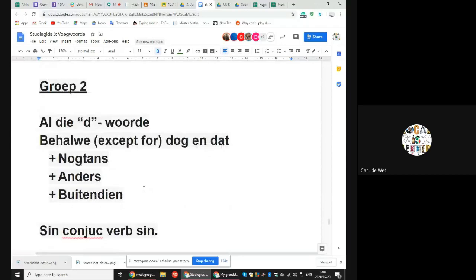Group 2 is all the D-woorde, all the D words, except for dog, which is in group 1, and dat, which is in group 3, plus nogtans, anders, buitendien. And we do that sin, conjunction, verb, sin.